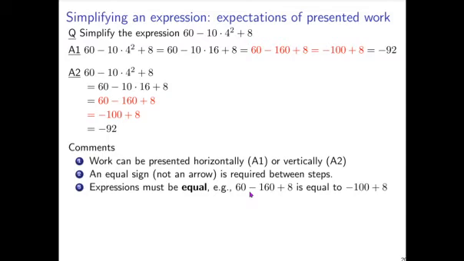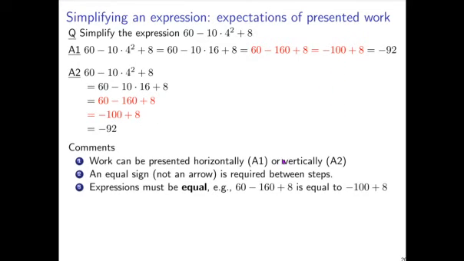The thing is that expressions must be equal. For instance, look at what's highlighted in red right now. 60 minus 160 plus 8 truly is equal to negative 100 plus 8. And you'll see that both in answer 1 and answer 2. If you leave off the plus 8, so in red it says negative 100 plus 8, and if you leave off the plus 8, then what you have isn't going to be equal, right?